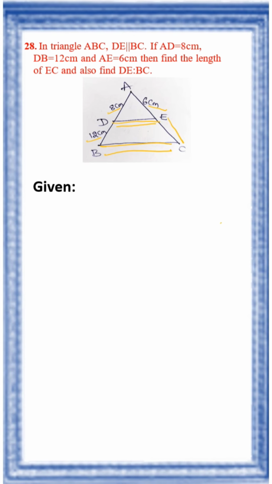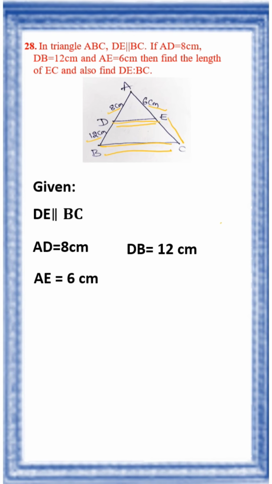Now we have to write all the given things. DE parallel to BC. Now we have to remember the BPT. AD is given 8 cm, DB 12 cm and AE 6 cm. To find EC and also DE is to BC. Now according to BPT, since DE is parallel to BC, now what do we have?